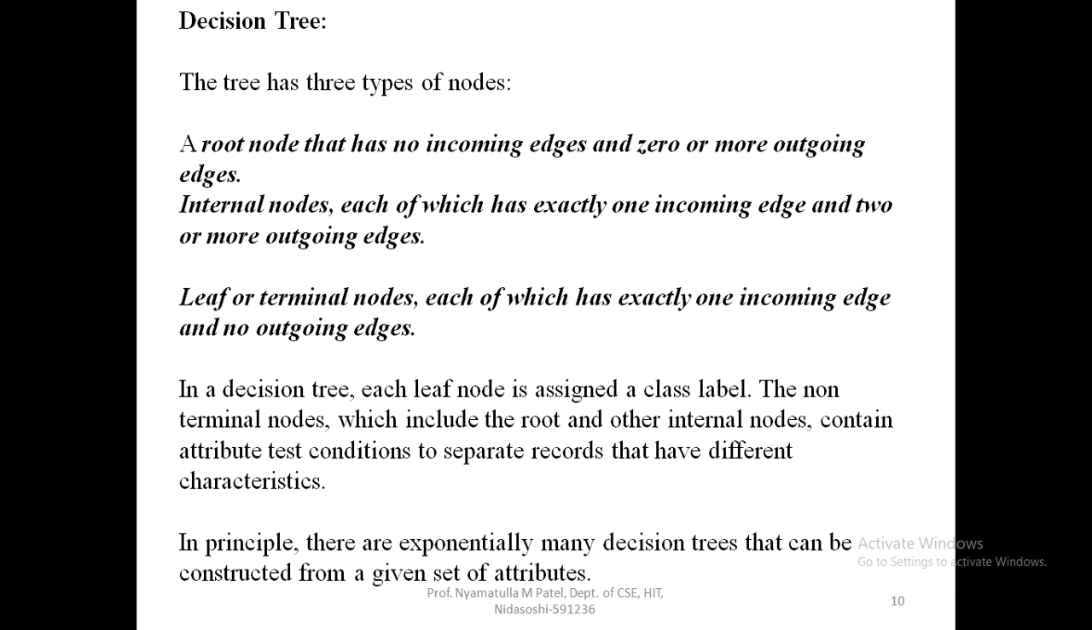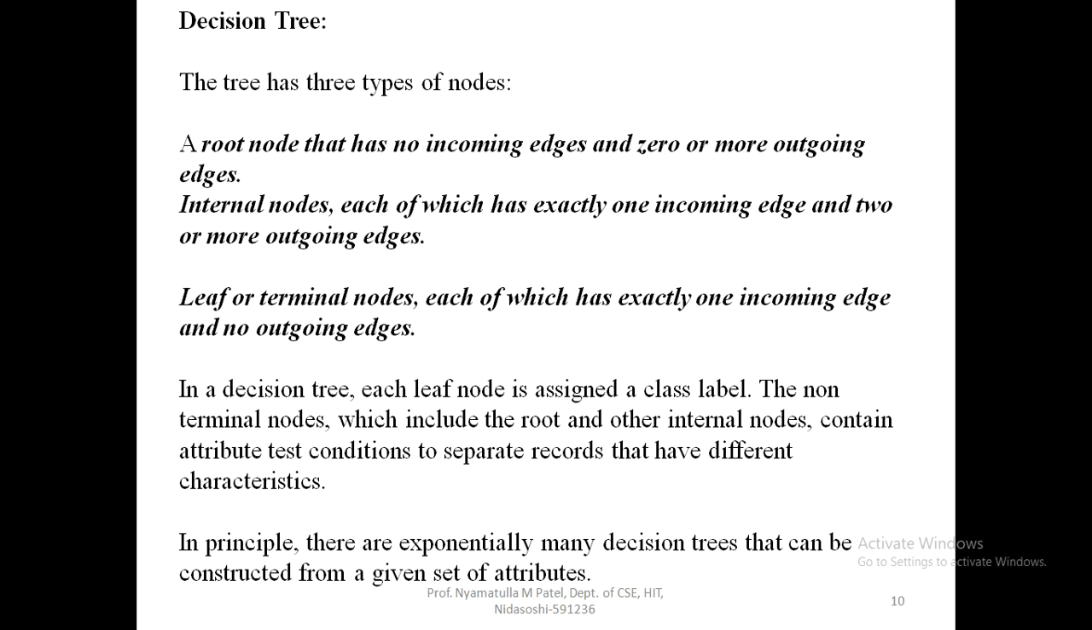Internal nodes, each of which has exactly one incoming edge and 2 or more outgoing edges. So these are the intermediate nodes, and that is why they are called internal nodes. In a decision tree, at the top you will have the root node, and in between we have internal nodes. So what are these internal nodes? Each internal node will have exactly one incoming edge. It will have only one input and 2 or more outgoing edges.